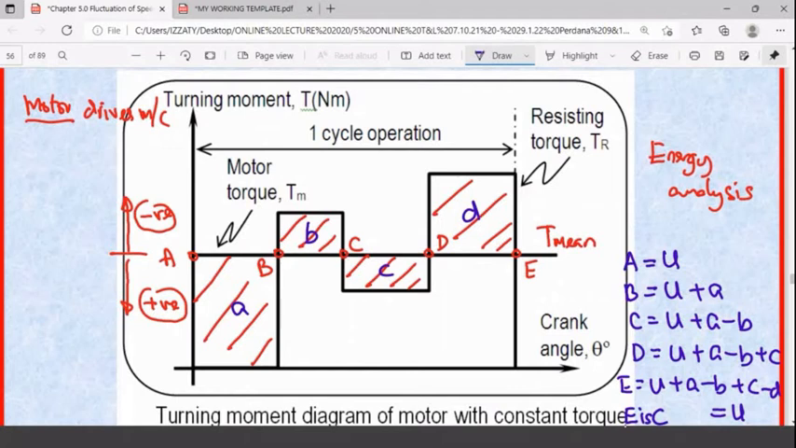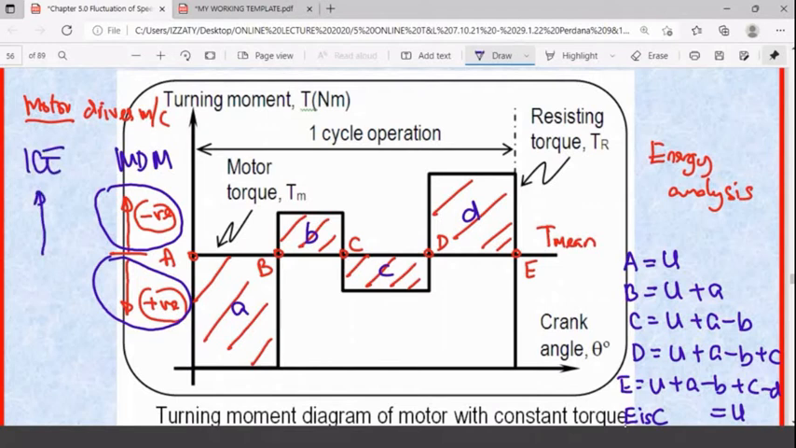Then along the line from A to B to C, you start selecting where the maximum and minimum are, as we did earlier. So the only difference here from the internal combustion engine is this one. The rest will be exactly the same. Do you understand me or not? This one is for the motor driving a machine. This one is for the internal combustion engine. Remember, this one will be positive, and this one will be negative.